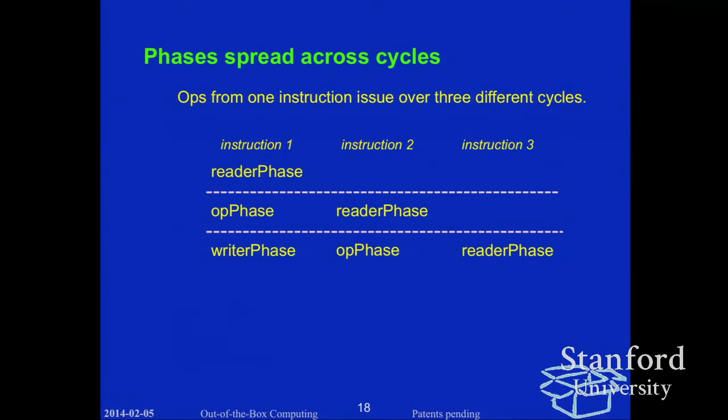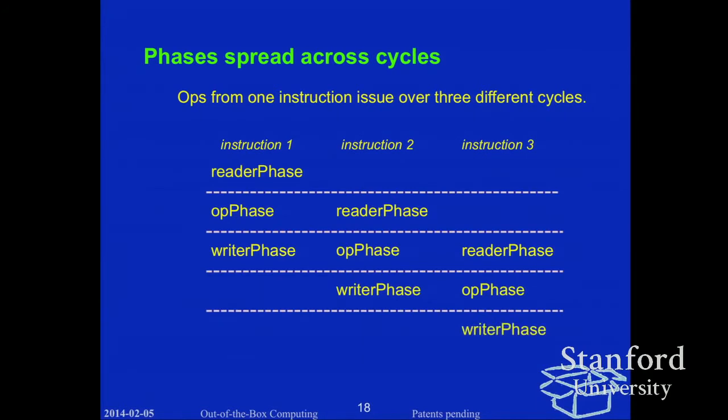Instruction 2 is now in its op phase doing adds and the like. And instruction 3 has just started up with whatever it's got for reader phase. And so on in the obvious way. So each instruction executes over 3 cycles, which are 1 cycle phased away from the prior and subsequent instruction.